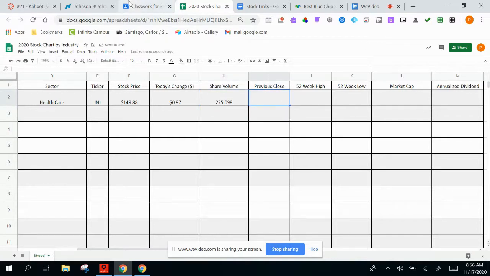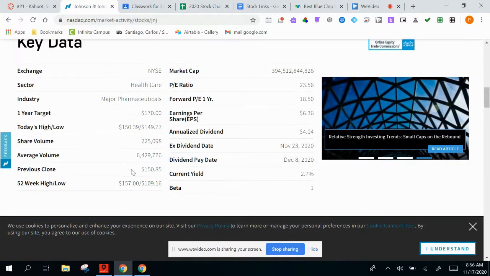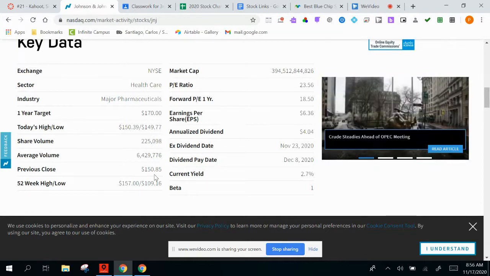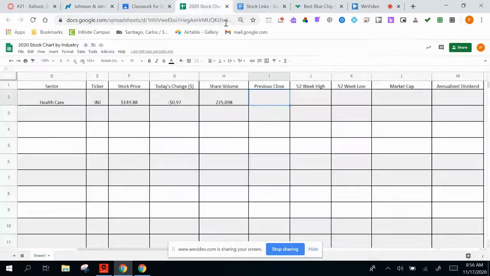Previous close is what it closed at for the day prior. Yesterday, Johnson & Johnson closed with its last stock being traded at $150.85. Oops, forgot my $. So from where it's at now and where it closed yesterday, excuse me, we have right around $1 worth of wiggle room here.